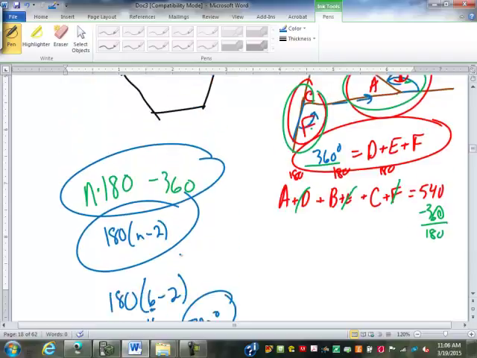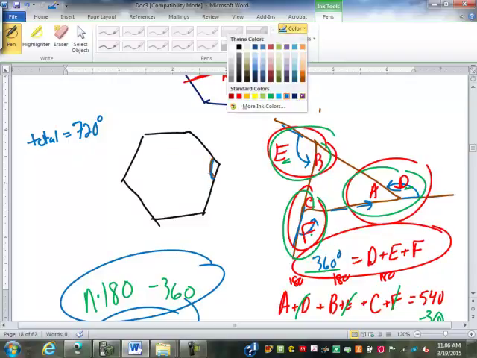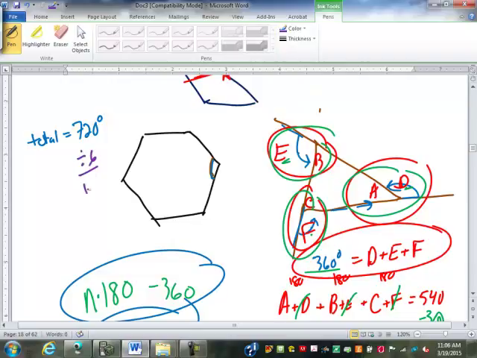So a hexagon has an angle total of 720 degrees. So if this is a regular hexagon, how much does each of these have to be? Well, I'm going to take 720 divided by 6, because there's 6 of them. Each of them has to be 120 degrees.